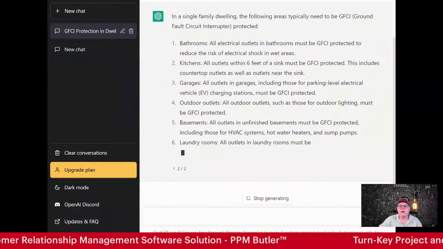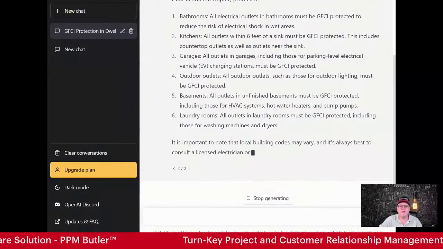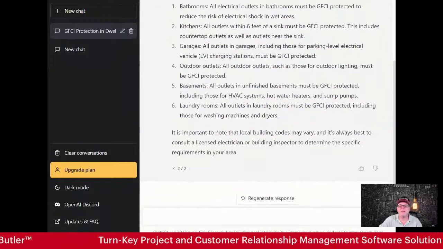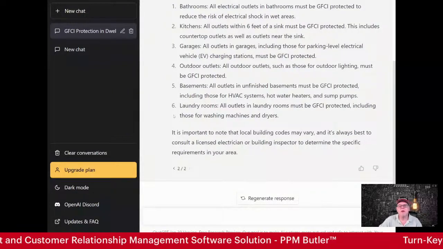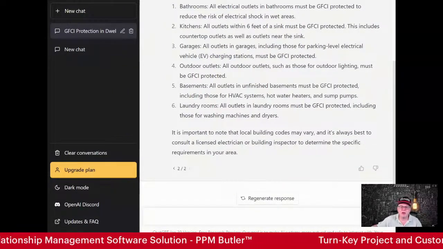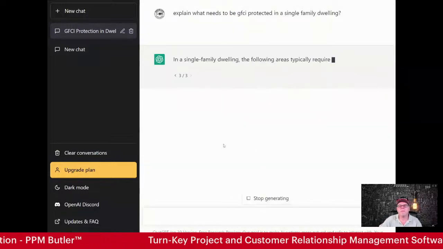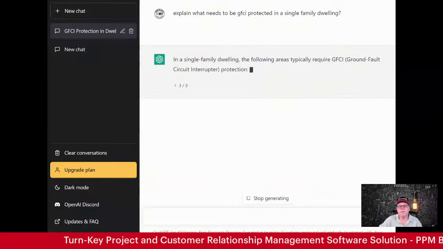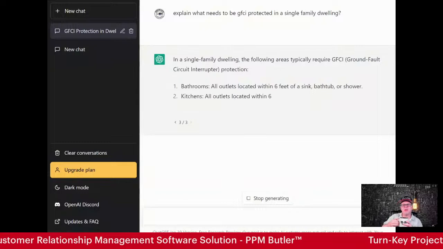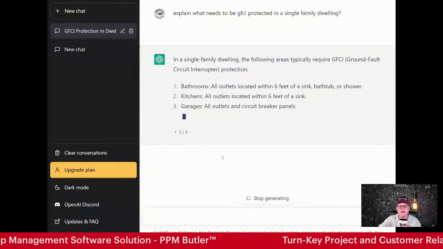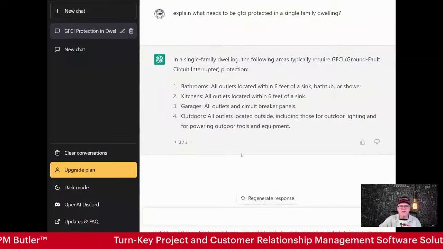Garages, all outlets in garages, include those. Okay. Outdoor outlets, all outdoor. Okay. Basements, all outlets in unfinished basements. Of course, that's changed now. It's also finished basements. Laundry areas. So again, it's learning. And I could probably regenerate it again. So it's not perfect, but I thought it'd be a neat episode to share it with you and kind of see how it goes in here. Okay. So anyway, enough of that one.